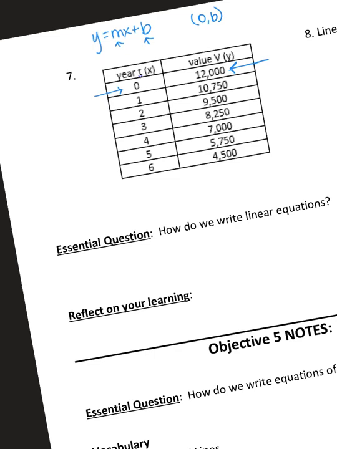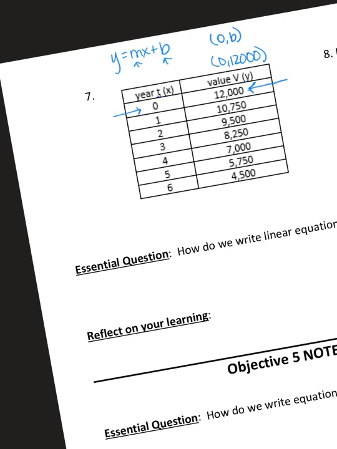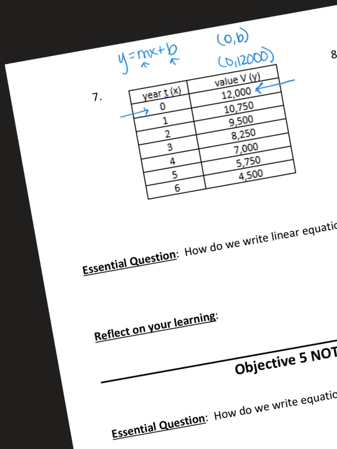This is the value of something, maybe a car or I don't know. I don't know if you can buy a car for $12,000 anymore, but all right. So when x is equal to 0, y is equal to 12,000. So that is our y-intercept. So b is equal to 12,000.